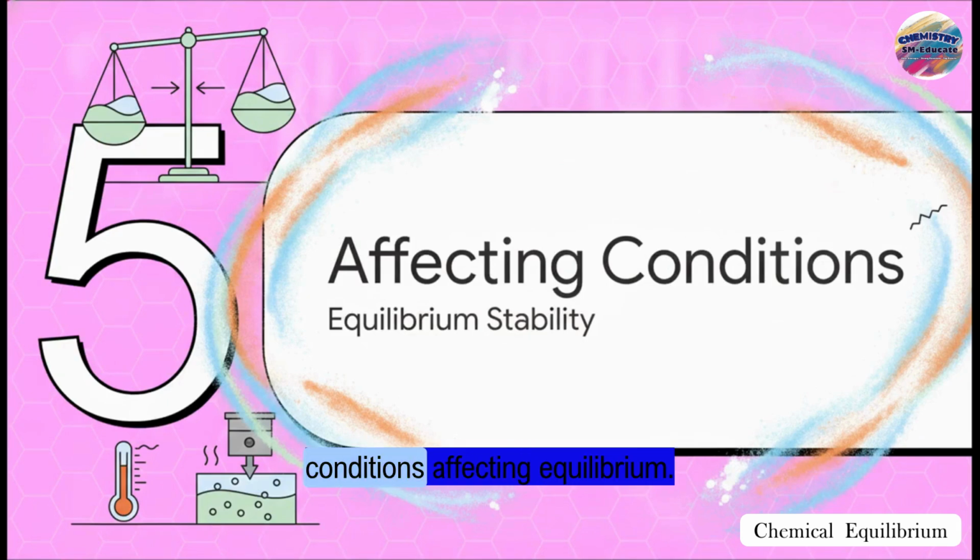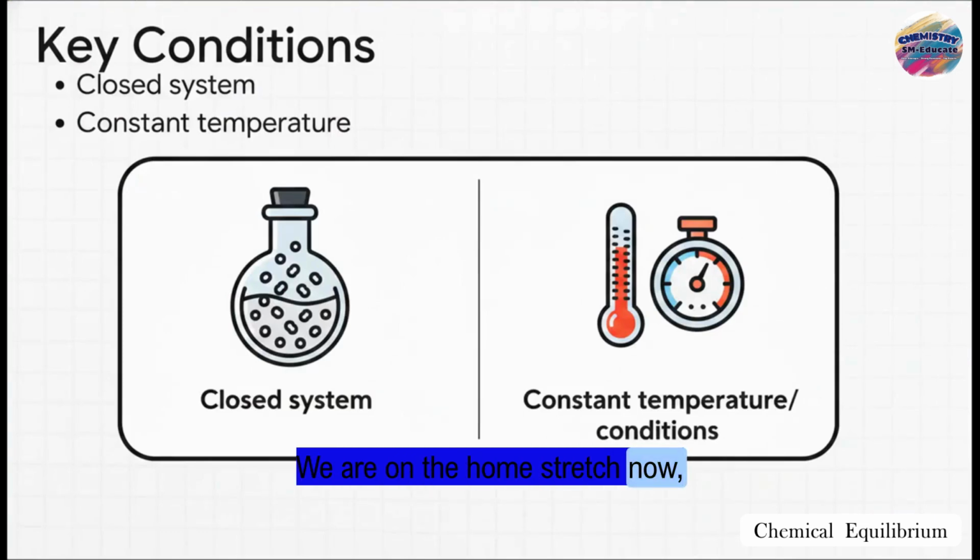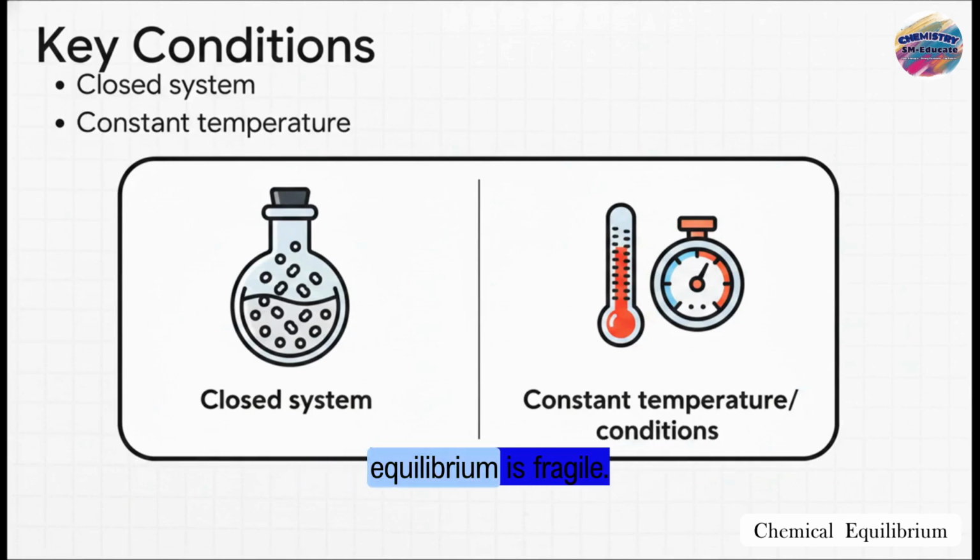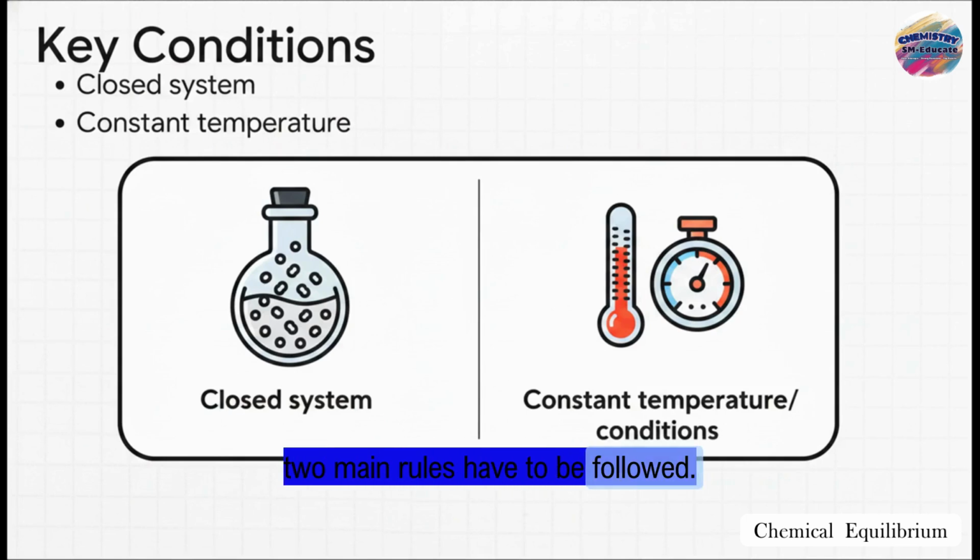Section 5. Conditions affecting equilibrium. We are on the home stretch now, guys. Question 2, Part 4 asks us to write down the conditions for equilibrium. We know what equilibrium is, but what specific conditions are required to maintain this super delicate chemical balance? Because honestly, equilibrium is fragile. For it to even exist, 2 main rules have to be followed.